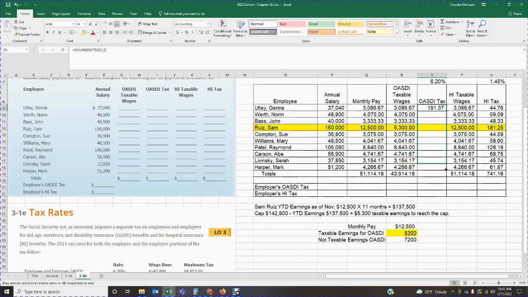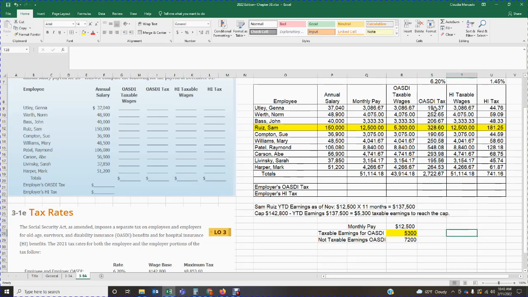If we scroll it down, it's picking up this rounded figure from over here because I did the sum. 43,914.18. So this cell should be the sum of everything in here, not the calculation. This should be the sum of this. Right, there we go.